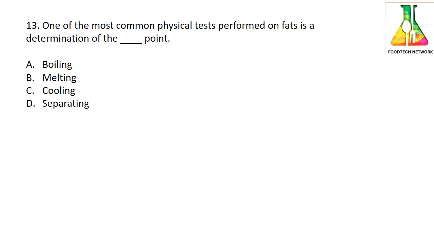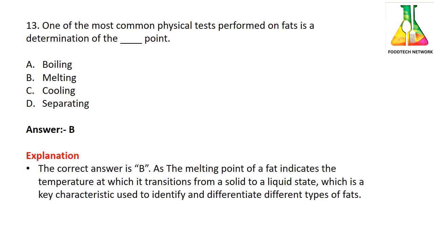One of the most common physical tests performed on a fat is a determination of the dash point. Option A boiling point, option B melting point, option C cooling point, and option D separating. Option B, that is melting point. Basically, melting point of fat indicates the temperature at which it transitions from a solid to liquid state, which is a key characteristic used to identify and differentiate the different types of fats.